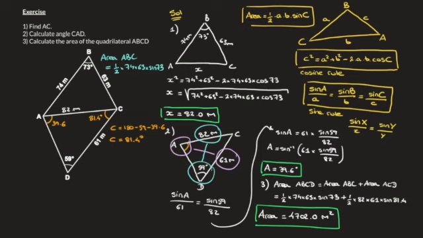And there we go. That's it for this exam-style question involving composite triangles and the cosine rule, the sine rule, and the area for a triangle formula. And that's it for this tutorial.